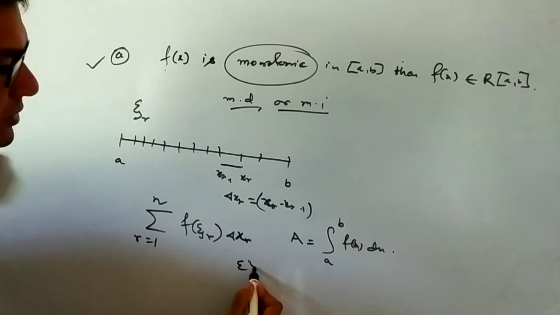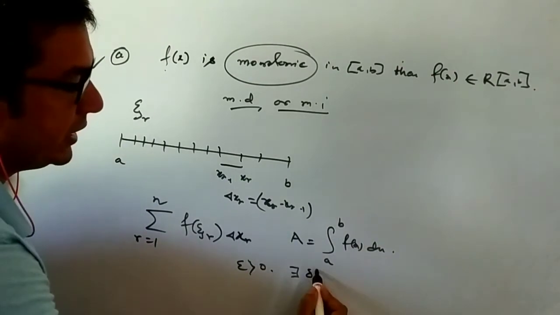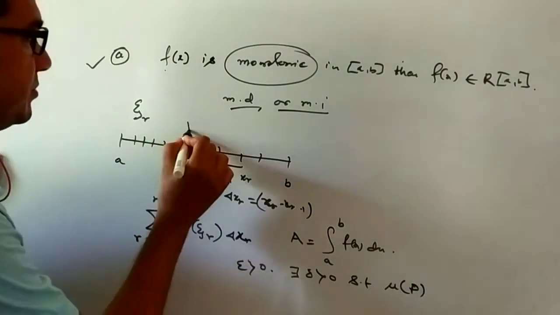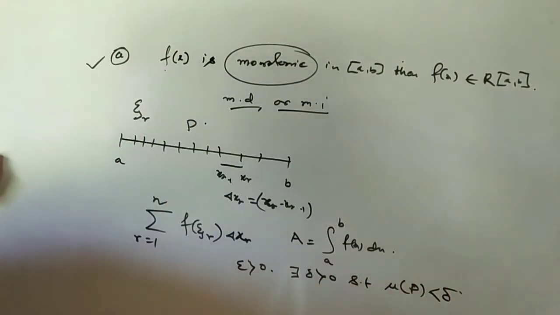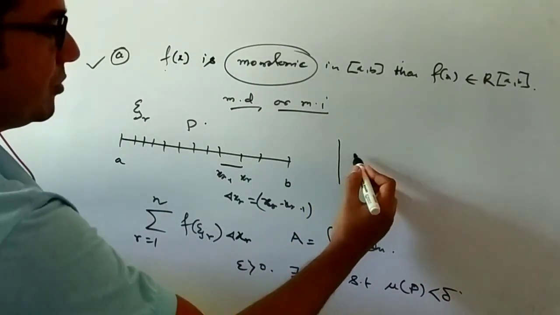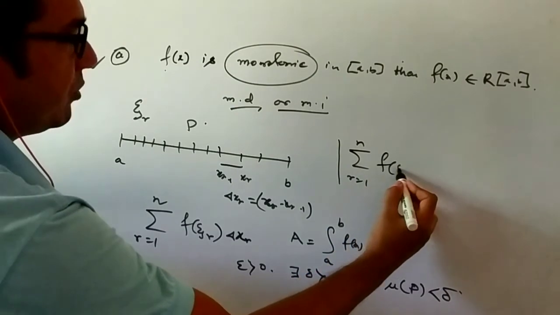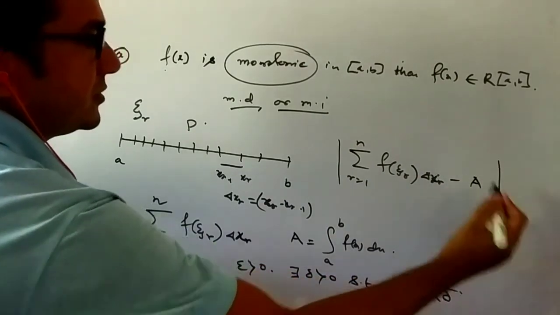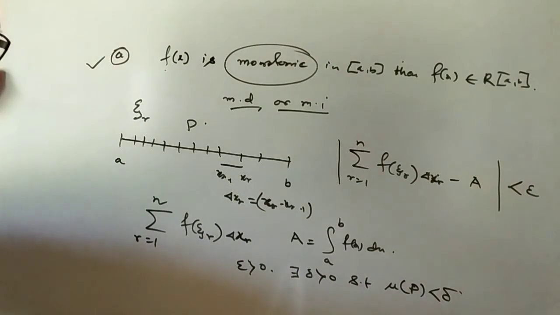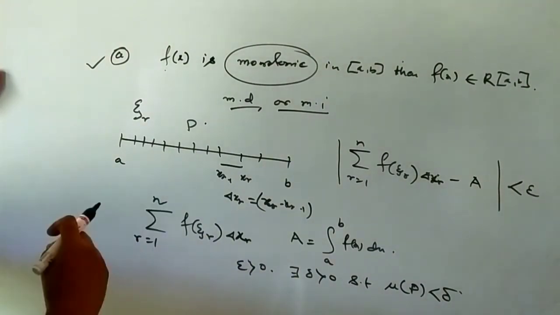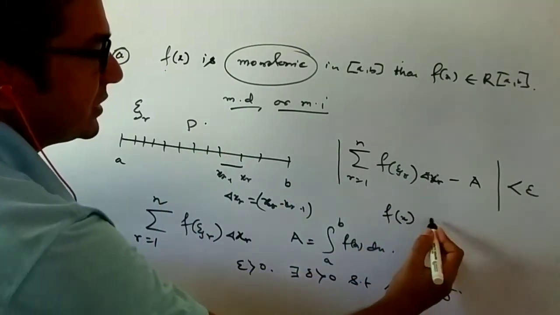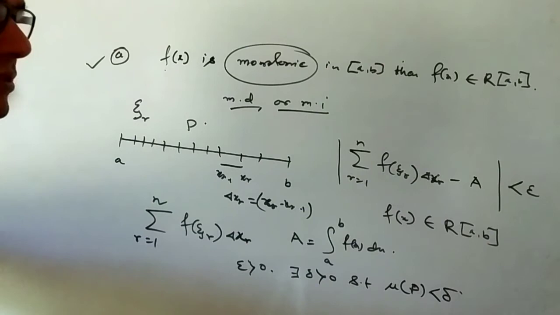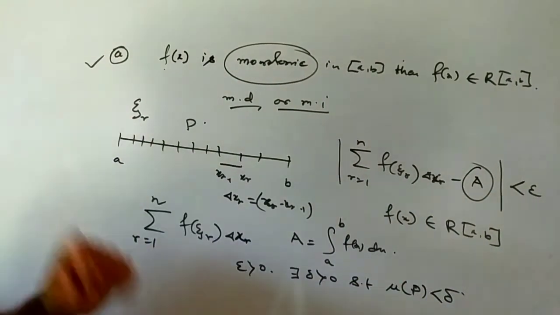For any epsilon greater than 0, there exists delta greater than 0 such that, for the partition P with norm of P less than delta, if the summation r equal to 1 to n of f of xi r into del xr minus a is less than epsilon, then we say that the function f of x is R integrable in the closed interval, and a is the integration value of the integration.